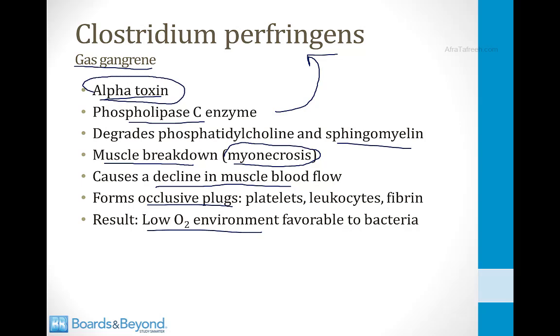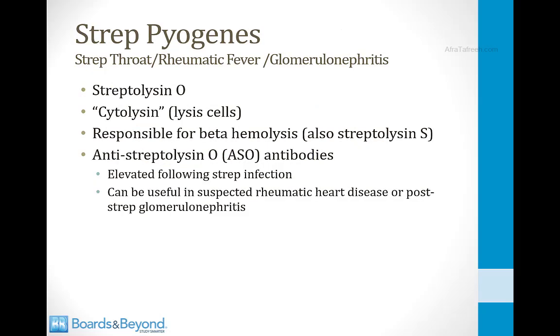Strep pyogenes is the causative agent of strep throat, and as you know, strep throat can sometimes lead to sequelae such as rheumatic fever and glomerulonephritis. And strep pyogenes makes an exotoxin called streptolysin O. This is also called cytolysin because it can lyse cells. And this is one of the reasons that strep pyogenes is beta hemolytic.